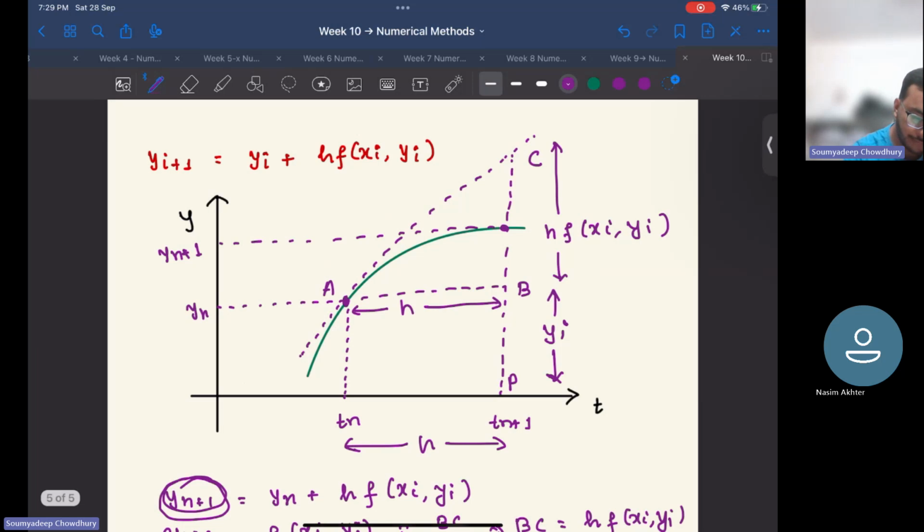This entire thing, if we see here, from here till here, we should have estimated the yi plus 1 as PO, right? Because the actual value of the function at Tn plus 1 is this length, PO, whereas we are estimating it as PC. So we are having some amount of error. What is that error? The error is given by OC, right?